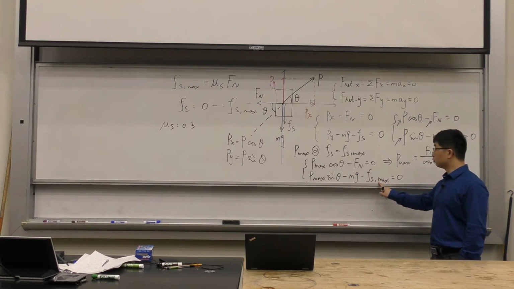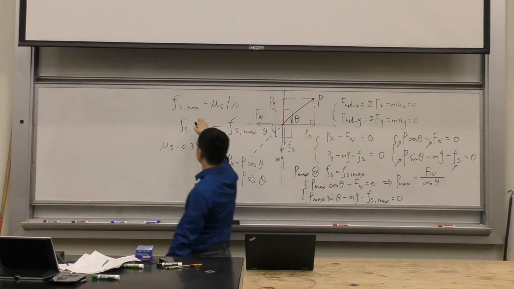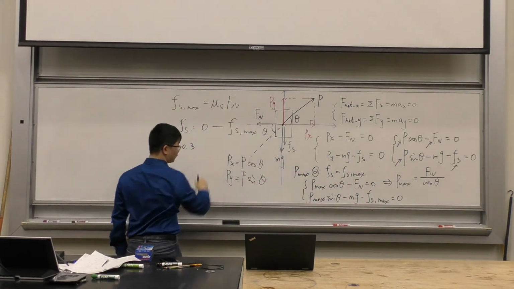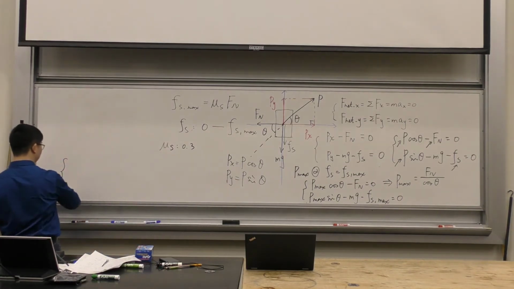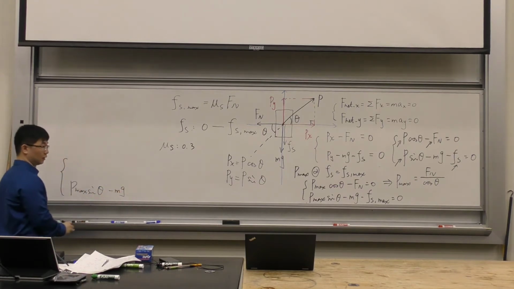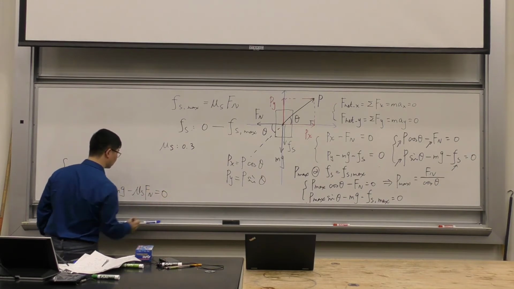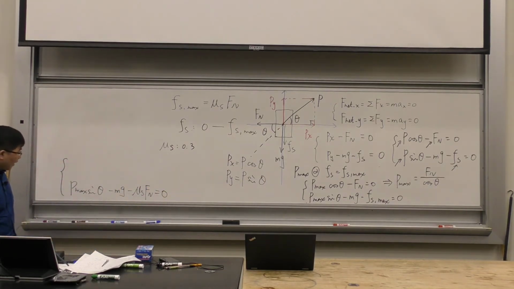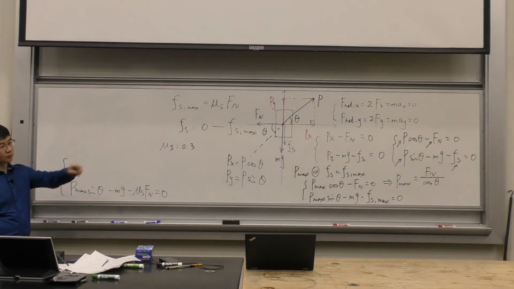But I don't have the normal force in this equation. Okay, that's when we make use of this theory, right? The static friction force equals mu s times Fn. So the second equation is going to become P max sine theta minus mg, right, minus mu s times normal force equals 0. Okay, and then you see that you can solve this equation to get an expression for Fn. And then you plug it into that equation, you can solve for P max.